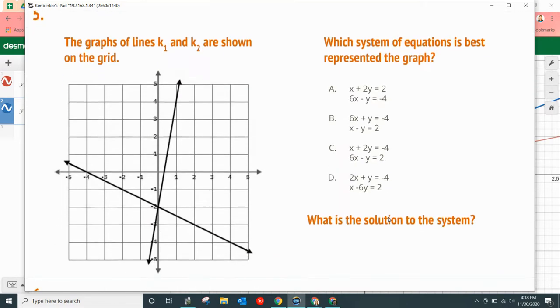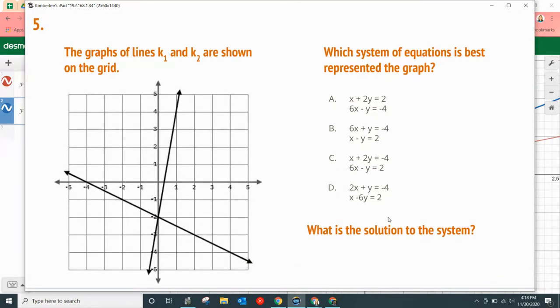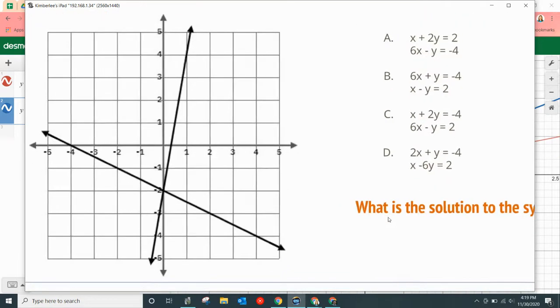However, I want to work number 5 because I'm looking over here and I can see that my answer choices, well, they're not solved for y, are they? x and y are on the same side. These equations are what we call standard form. So Desmos is not going to graph these answer choices for me. So we're kind of going to work backwards here. It's asking me which of these equations represents this system of equations, and then it's asking me what is the solution to the system.